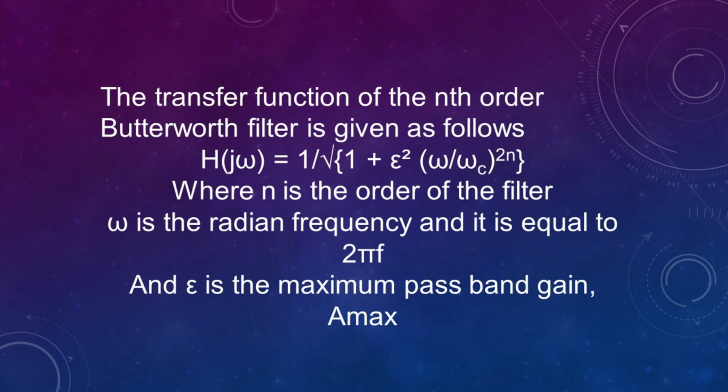H(jω) equals 1 / √(1 + ε²(ω/ωc)^(2n)), where n is the order of the filter.